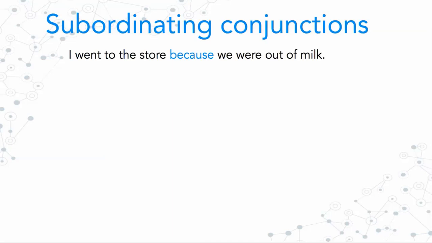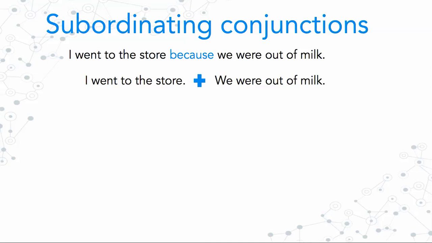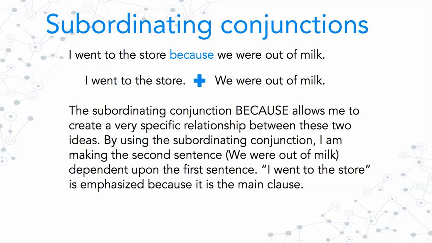Here's an example. I went to the store because we were out of milk. So basically I have two main ideas: I went to the store, and we were out of milk. And I want to show a more precise relationship between these two ideas. The subordinating conjunction because allows me to do that.